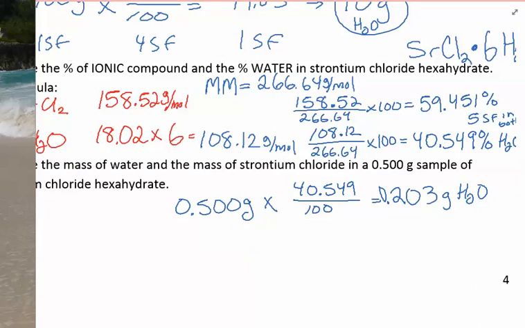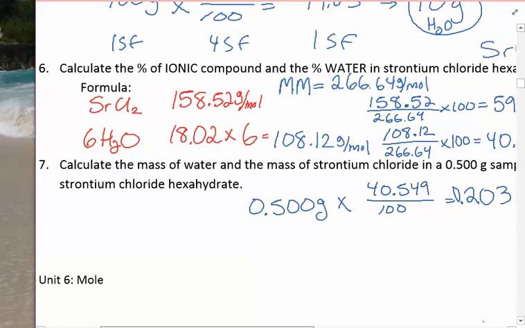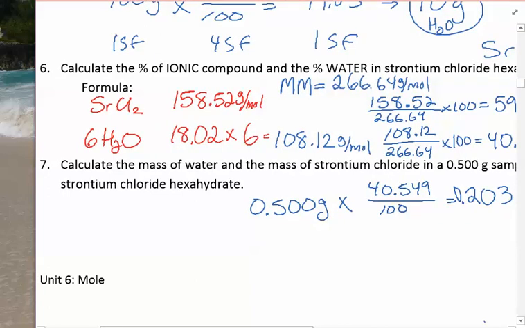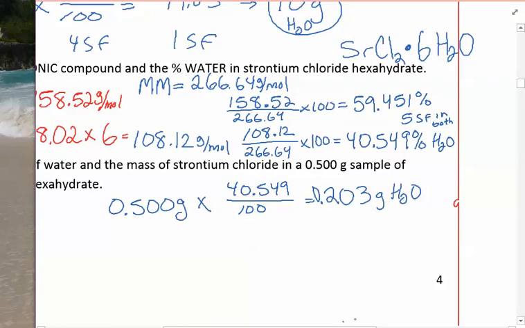Okay, so taking a look at the problem, when you calculate your molar mass for number 6, you should end up with 266.64 grams per mole as the molar mass from the strontium chloride and the water together. You're then going to calculate the percentages. Notice I have 5 significant figures in both. That's due to having such large numbers here. I was able to keep 5 sig figs there. So then in the next problem, you're multiplying the 0.5 grams by the percent of water. So you end up with 0.203 grams of water of the 0.5 grams sample.